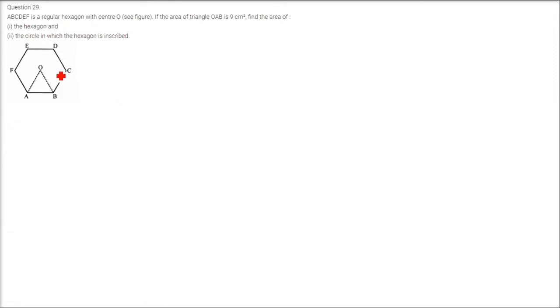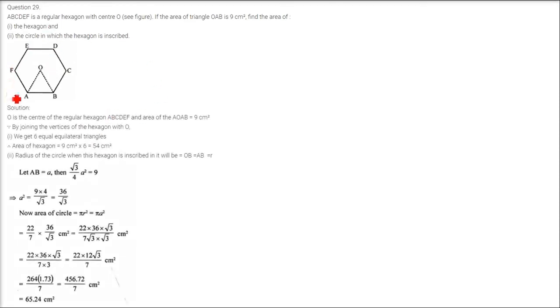ABCDEF is a regular hexagon with center O. So we have a center O. If the area of the triangle OAB is given to be 9 centimeters square, find the area of the hexagon and the circle in which the hexagon is inscribed. So we have a circle outside, and there is a circle in which this hexagon is being inscribed.